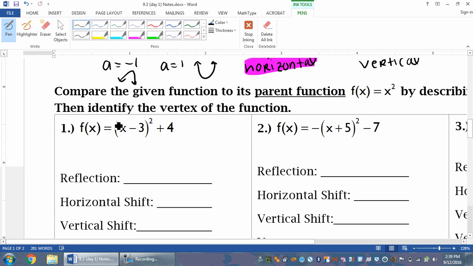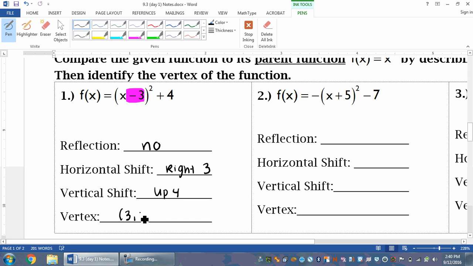Is there a negative sign before a parentheses? No, so we just say no. Horizontal shift comes here, so instead of minus 3, minus is to the right. And if there's a plus 4 here, that means we go up 4. We don't ever change the sign with the K, the value outside the parentheses. And lastly, the vertex is 3, 4. Again, how do I get to 3, 4? If you picture an XY axis in your head, we go right 3, up 4 to graph 3, 4. That's when my horizontal shift is right 3, up 4.